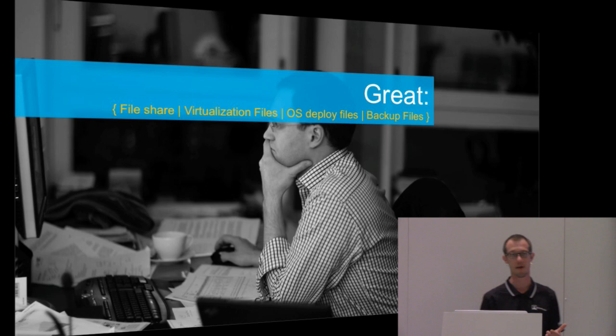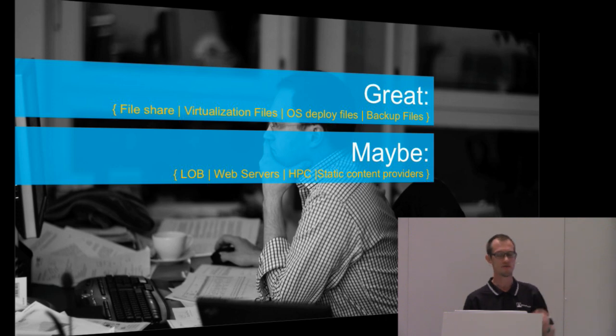example. If you're using Veeam Backup, that could be a great way of using deduplication together with Veeam. Maybe you might be able to use it on line of business servers, web servers. High performance computing could be a good target as well. Static content providers could be as well, but it depends a bit, and this is really a part where you need to do your evaluations before you're actually going to deploy it.